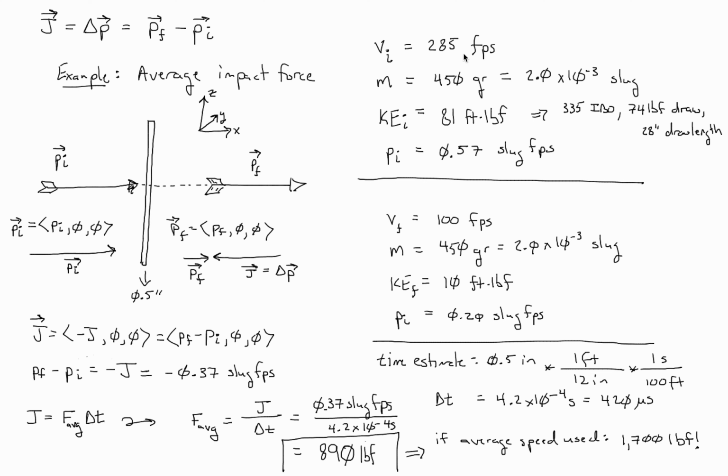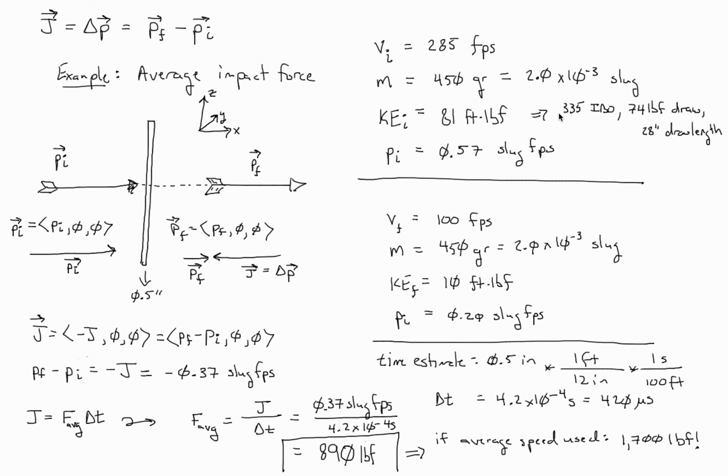But let's say that we have an initial velocity of 285 feet per second and an arrow mass of 450 grains. That's 2 times 10 to the minus 3 slug. Slug is the standard unit of mass in the English customary system or the U.S. customary system. The kinetic energy of such a combination would be about 81 foot-pounds of force.